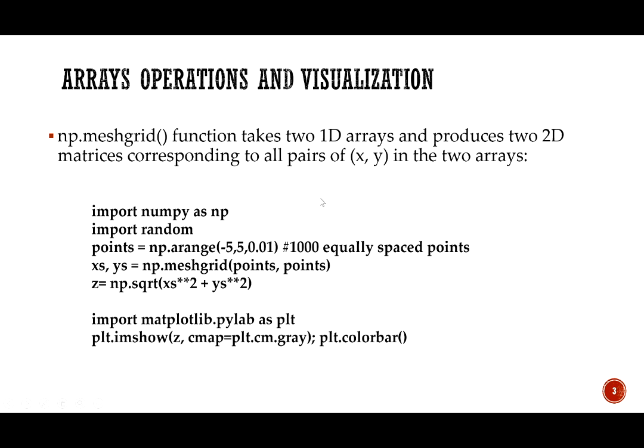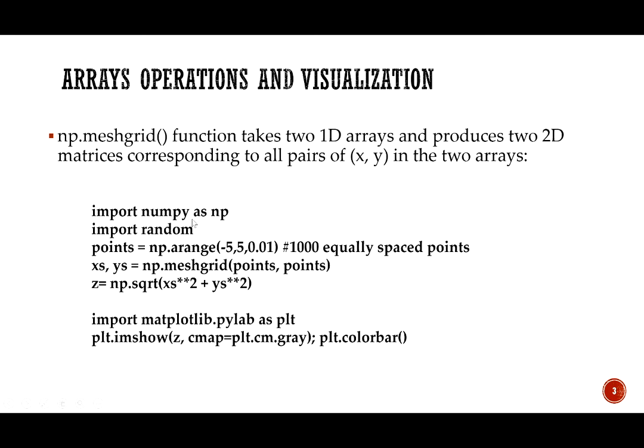So here you see a new method named MeshGrid. Under numerical Python package, MeshGrid takes two one-dimensional arrays and produces two two-dimensional matrices, which correspond to all pairs of x and y in these two arrays. And here you can see an example.